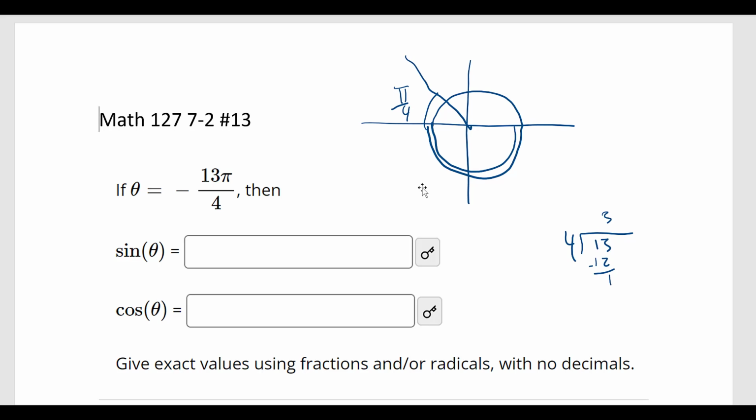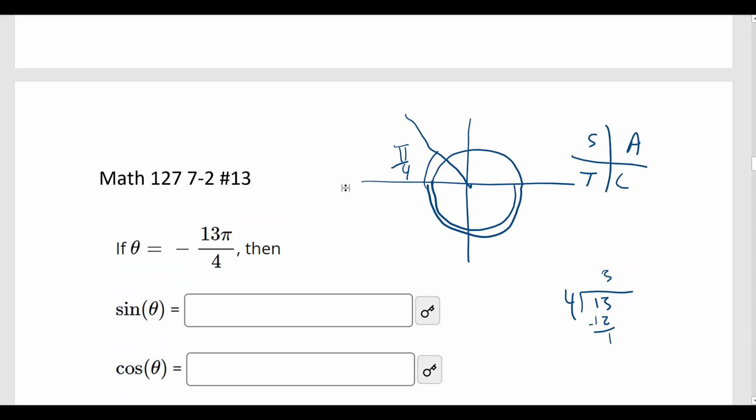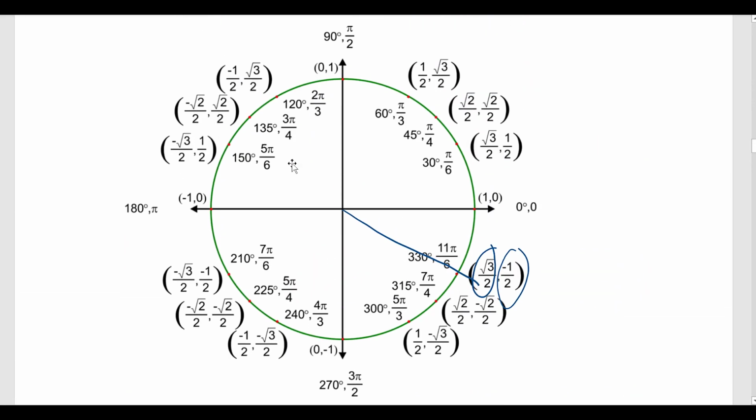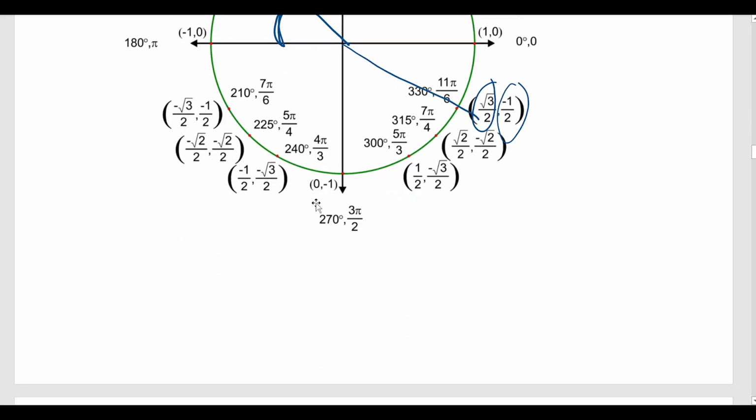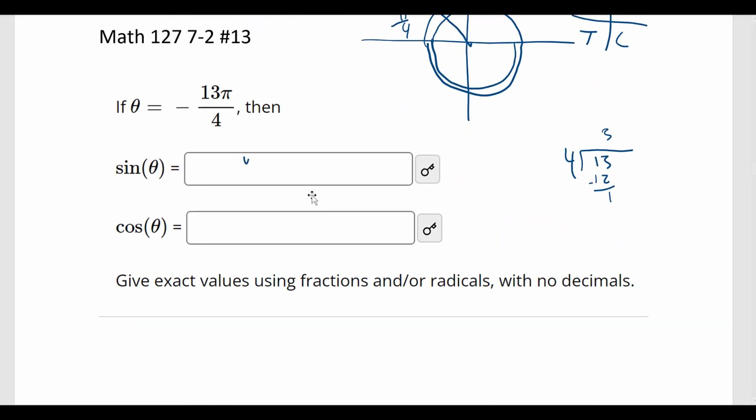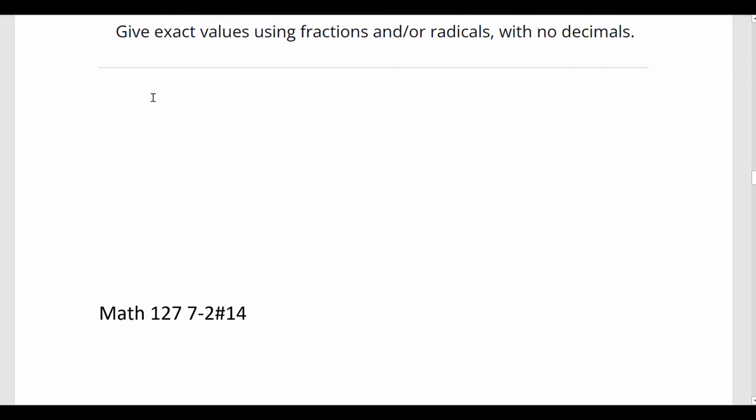So sine's positive in that quadrant. Recall, all students take calculus. Sine's positive there, so sine of pi over 4 is square root of 2 over 2. And cosine's negative, so that's negative square root of 2 over 2. And you can see those values here. We're talking about this reference angle here. And there's your x value, there's your y value. So we have positive square root of 2 over 2, negative square root of 2 over 2. Next one.